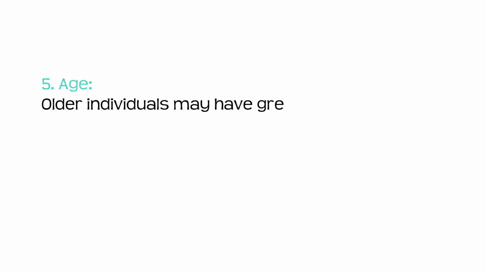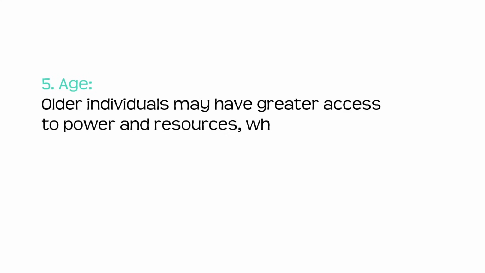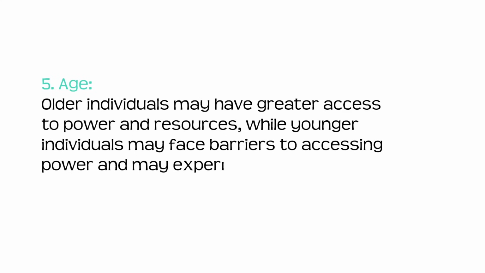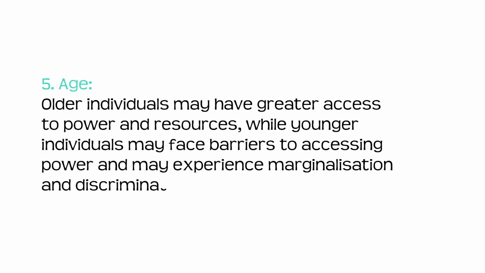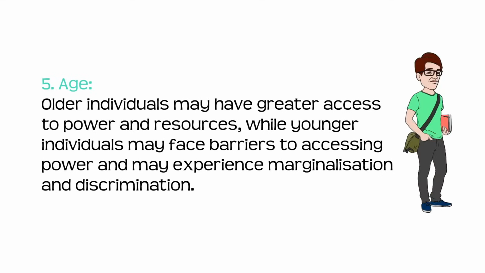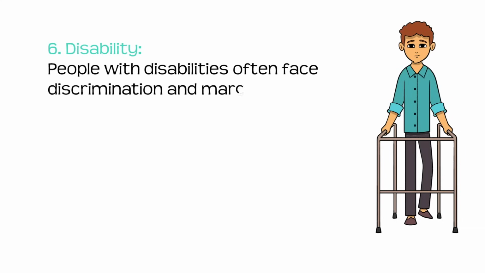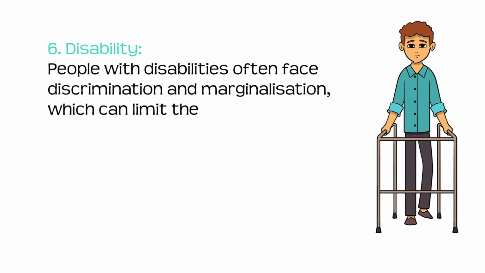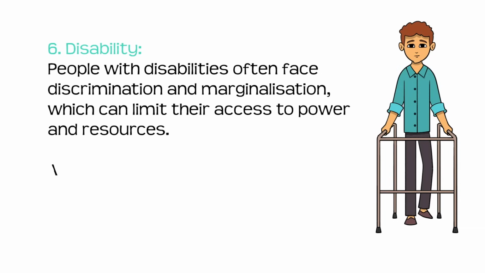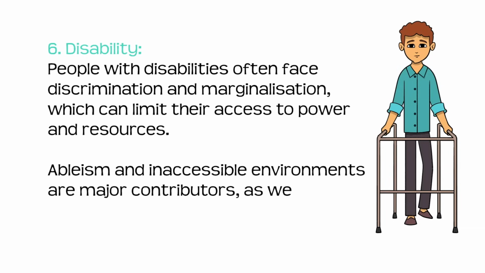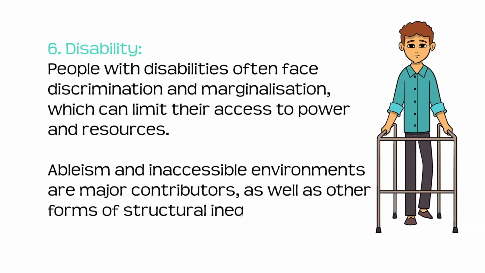Number 5. Age. Older individuals may have greater access to power and resources, while younger individuals may face barriers to accessing power and may experience marginalization and discrimination. Number 6. Disability. People with disabilities often face discrimination and marginalization, which can limit their access to power and resources. Ableism and inaccessible environments are major contributors, as well as other forms of structural inequality.